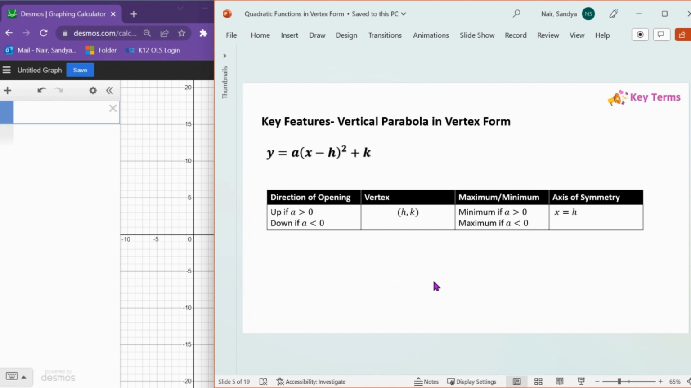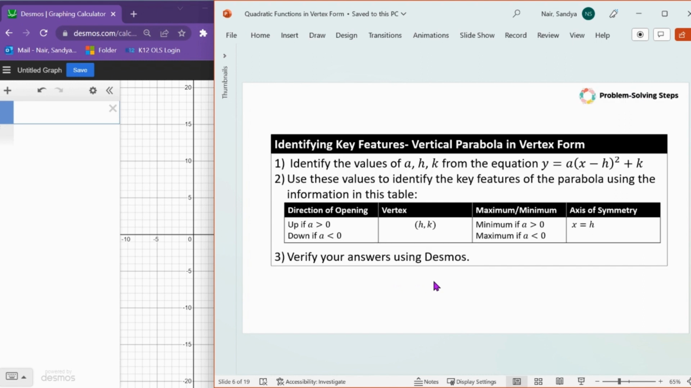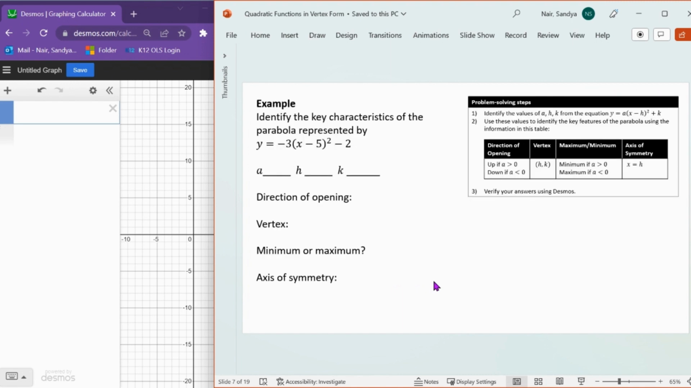So here's a summary of the key features of a vertical parabola in vertex form. From the equation, we can identify the direction of opening, the vertex, if it's a maximum or a minimum, and the axis of symmetry. When you're working on these problems, you always want to first take a minute to identify the values of a, h, and k from the equation. I think it's really helpful to do this because it helps you keep organized when you're trying to put together all of this information. Then we'll use this table to identify the key features, and finally we can verify our answers using Desmos. So let's go ahead and work on this problem.